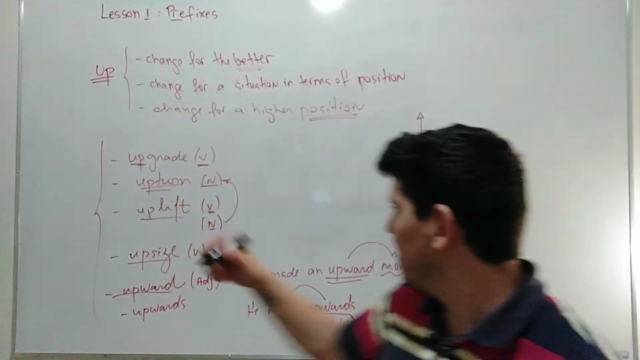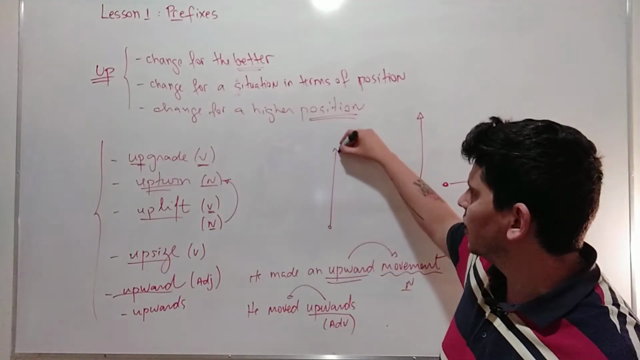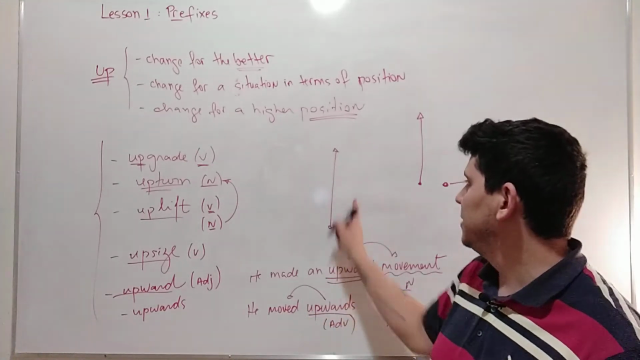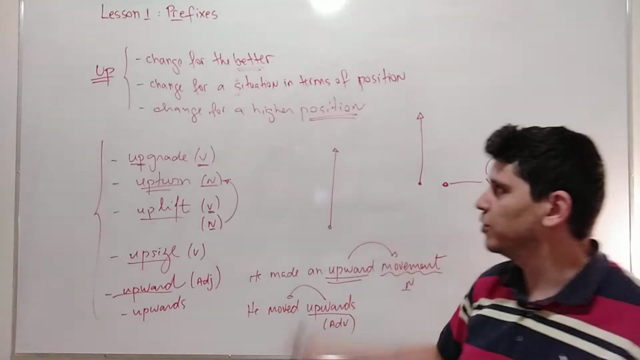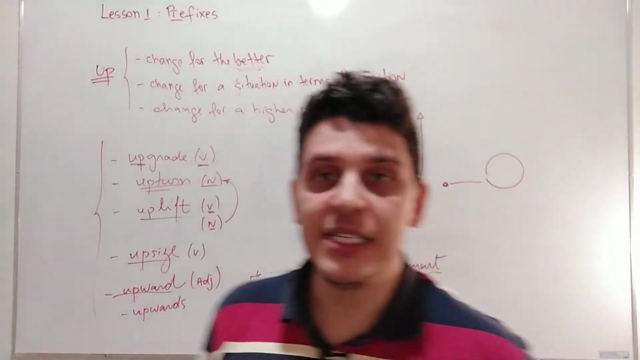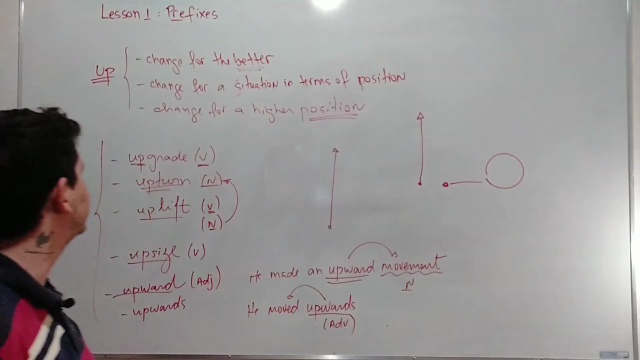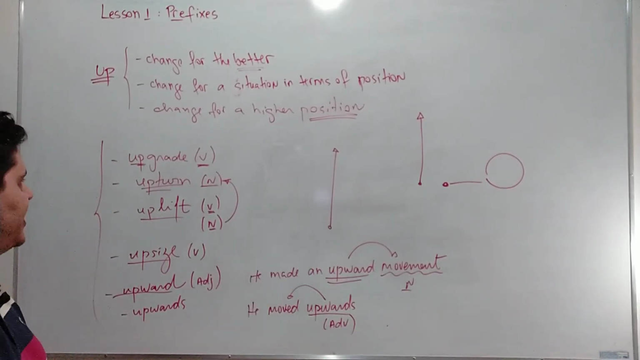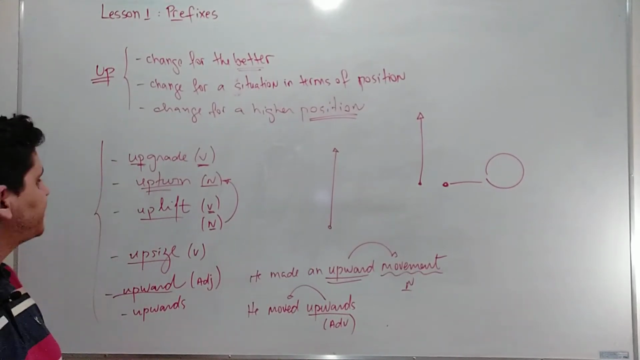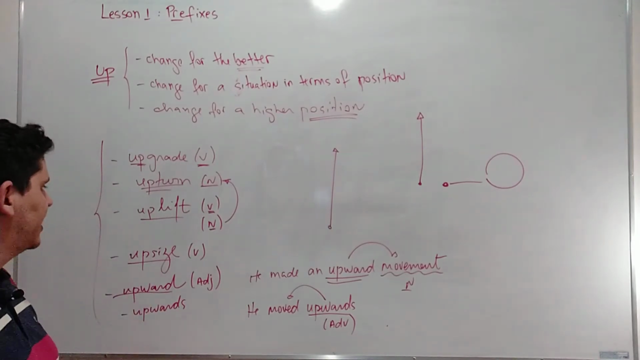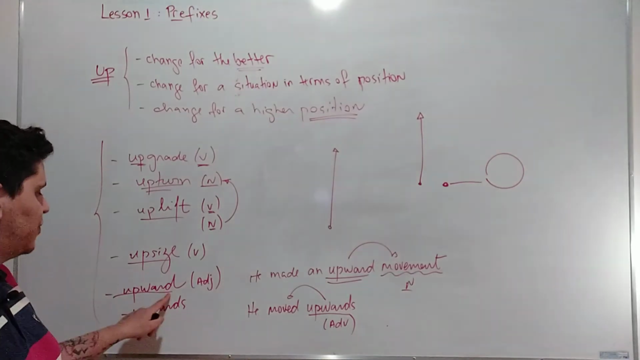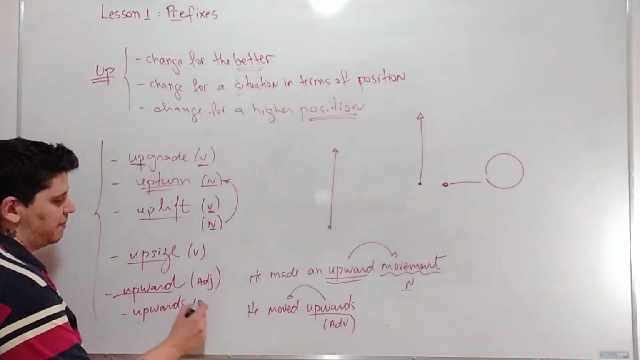I can move my marker upwards. Move is a verb, that's why I'm using the adverb. But the movement is a noun, that was an upward movement. So this is the first set of words that I separated for this class. Let's repeat them after me. Upgrade, upturn, uplift, upsize, upward, and upwards.